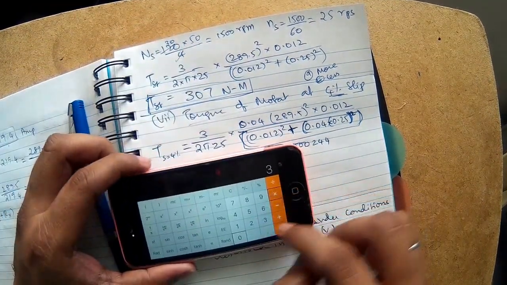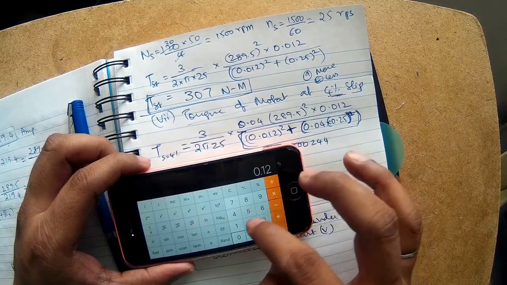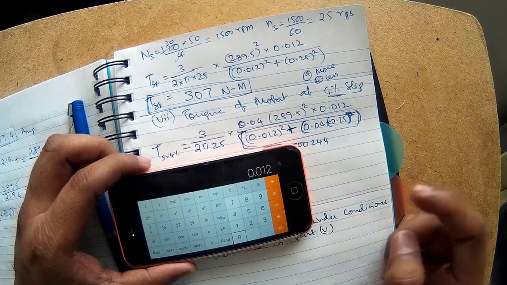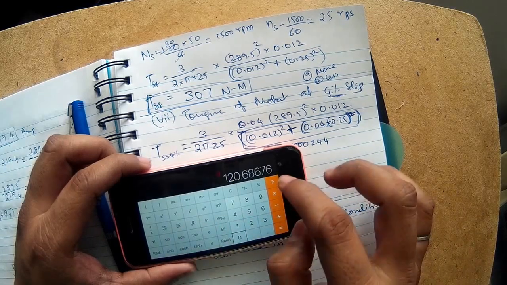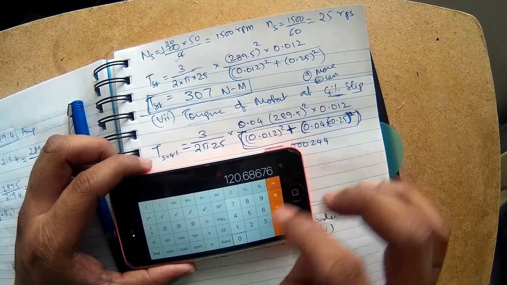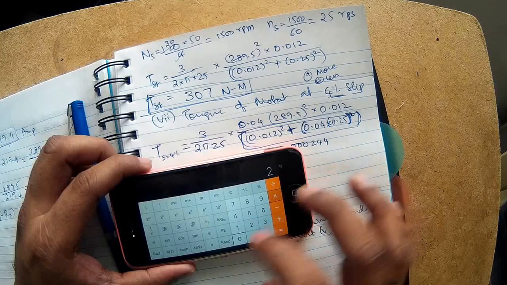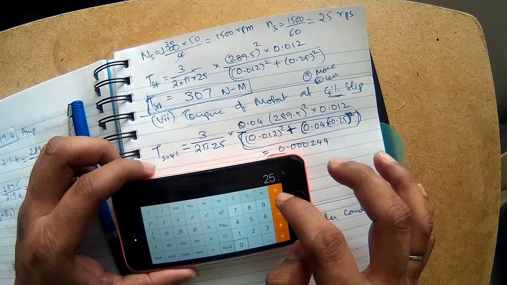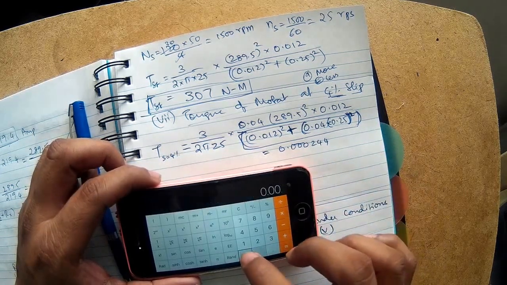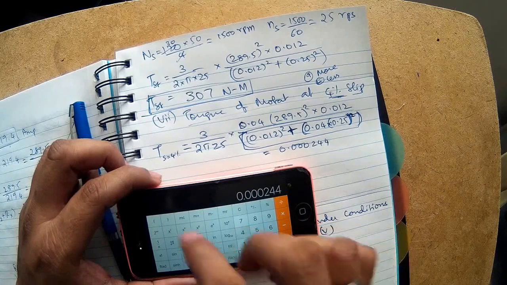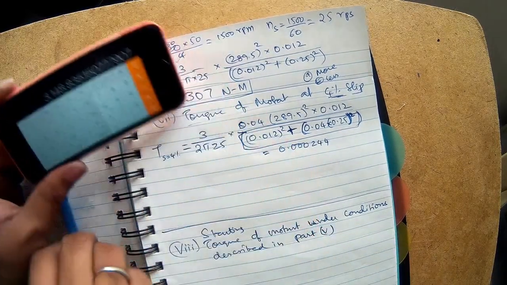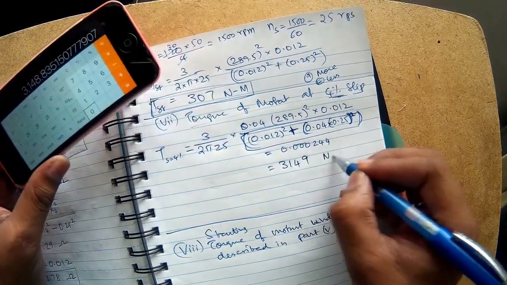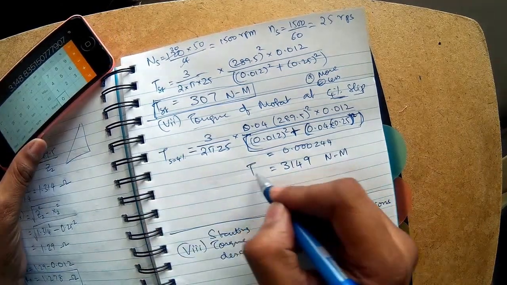Now I can work out the total. So 3 into 0.04 into 289.5 square into 0.012, this is the entire numerator, divided by 2 into pi into 25 into 0.000244. So I am getting 3149 Newton meters. Now you compare these two.